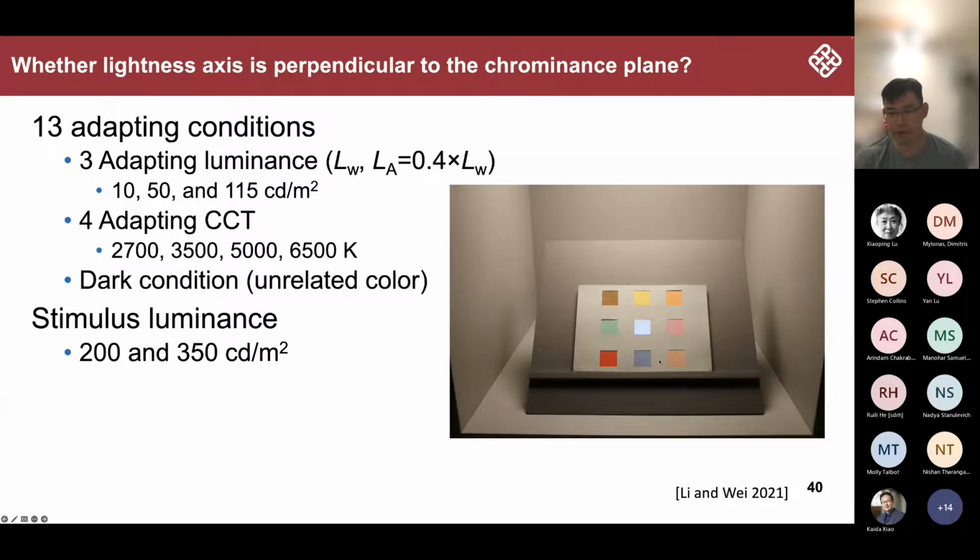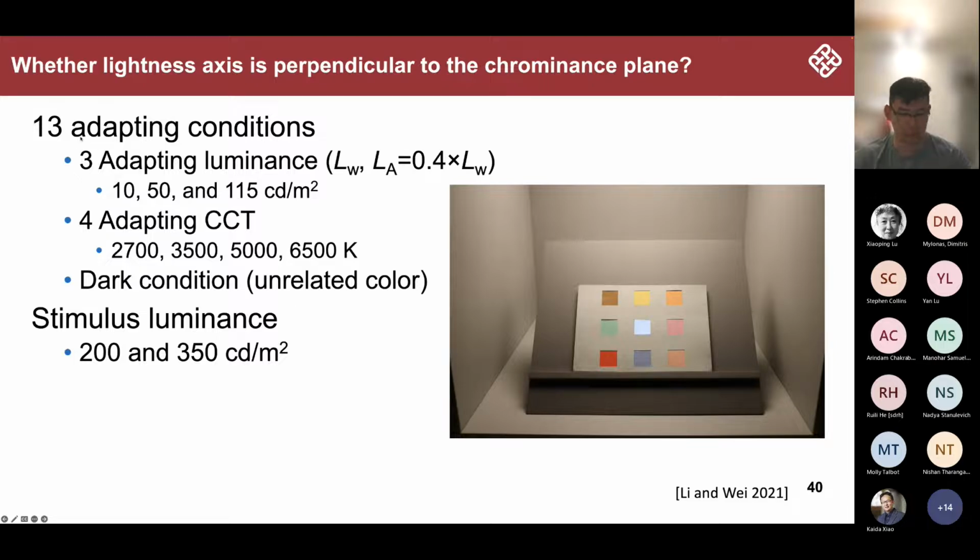For these 8 different colors, they are Munsell samples. We use such a setup to create an HDR condition. In other words, this stimulus is very bright in comparison to the luminance of a diffuse white under the same condition. So that's not the standard SDR condition, it's HDR. Then we ran this experiment with different setups. We have 13 different adapting conditions. One is the dark condition, in other words there's no ambient light, so in this booth you only see the patch coming from the display. It's the unrelated color.